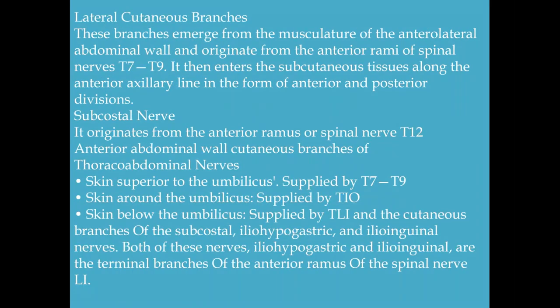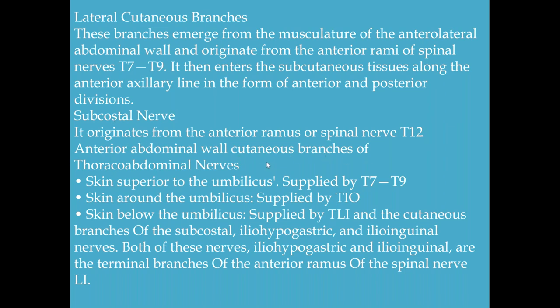What about the lateral cutaneous branches? These branches emerge from the musculature of the anterolateral abdominal wall and originate from the anterior rami of spinal nerves T7 to T9. They then enter the subcutaneous tissues along the anterior axillary line in the form of anterior and posterior branches. So what about the subcostal nerve? It originates from the anterior ramus of the spinal nerve T12 and gives anterior abdominal wall cutaneous branches.